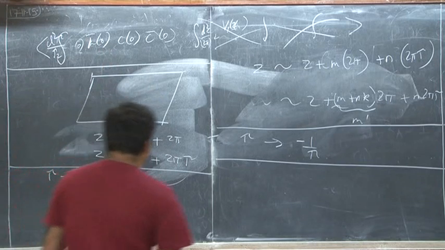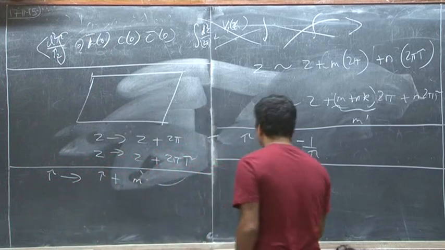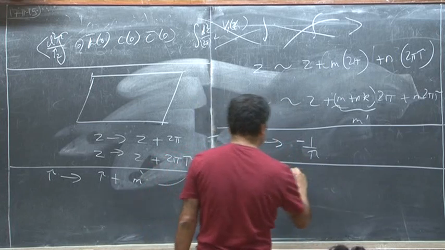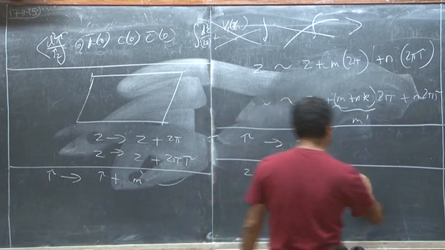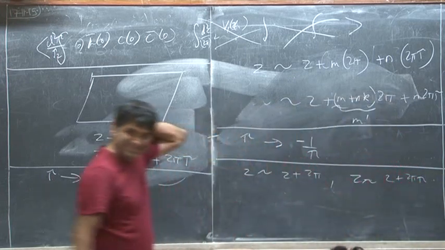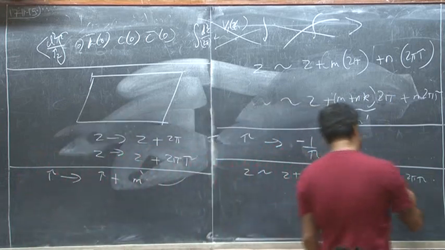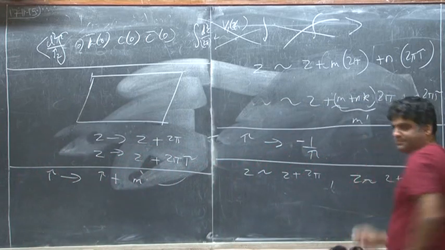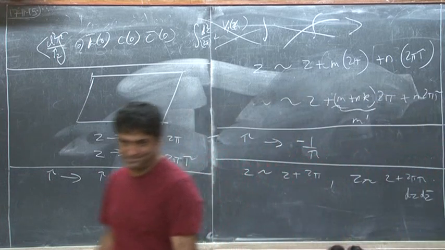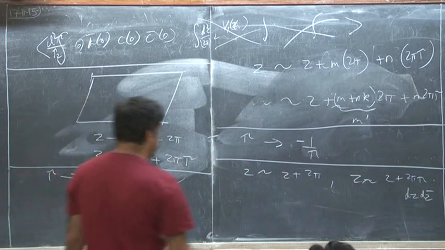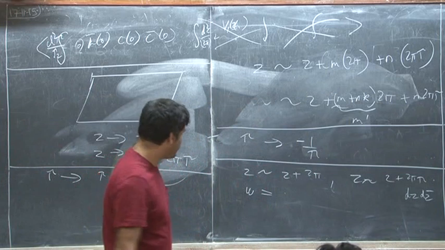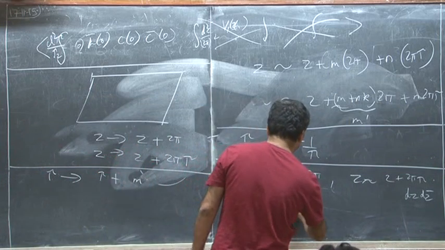Okay? So let's do that flip. So we had Z identified with Z plus 2 pi, and Z identified with Z plus 2 pi tau. With these identifications, the metric was dz dz bar. Now let's define a new coordinate W. The new coordinate W is equal to Z divided by tau.